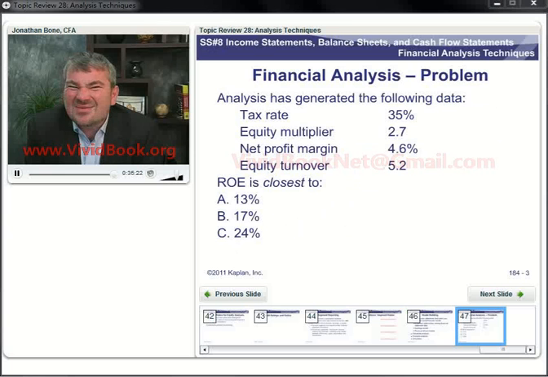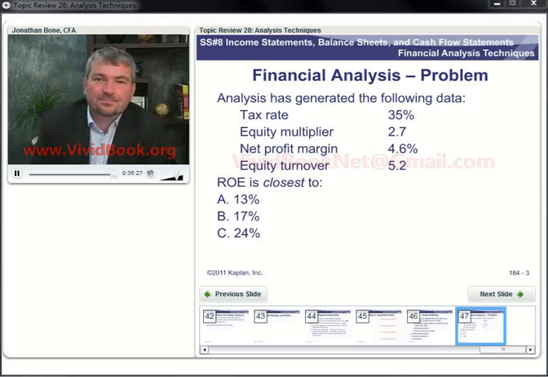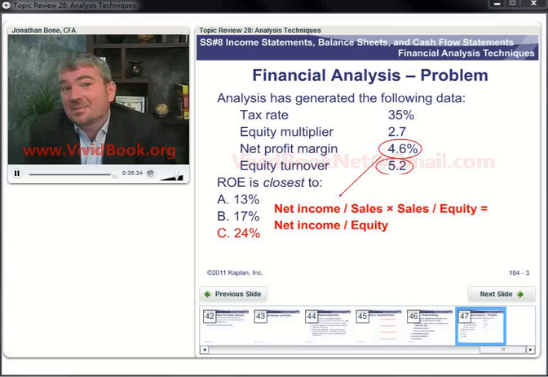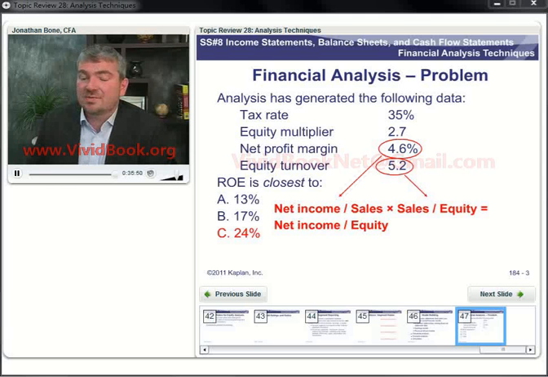Now I've got equity turnover, but I don't have asset turnover. So let's have a look at how I can actually compute this. It's going to be 24%. Now, of course, net income times sales divided by equity gives you net income over equity, which is ROE. So if I take my net profit margin and multiply by equity turnover, I will get essentially ROE. So notice that was two-stage DuPont. So 23.92%, and we've rounded it to 24.